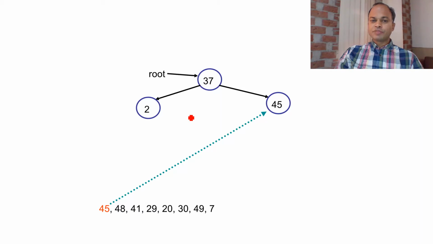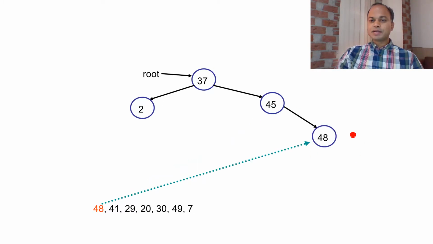After 45, we have to insert 48. This 48 is compared with the root node. 48 is greater than 37. Now we are here. This 48 is compared with 45. Further 48 is greater than 45. Therefore, 48 should be inserted in the right hand side of 45. We have inserted 48.